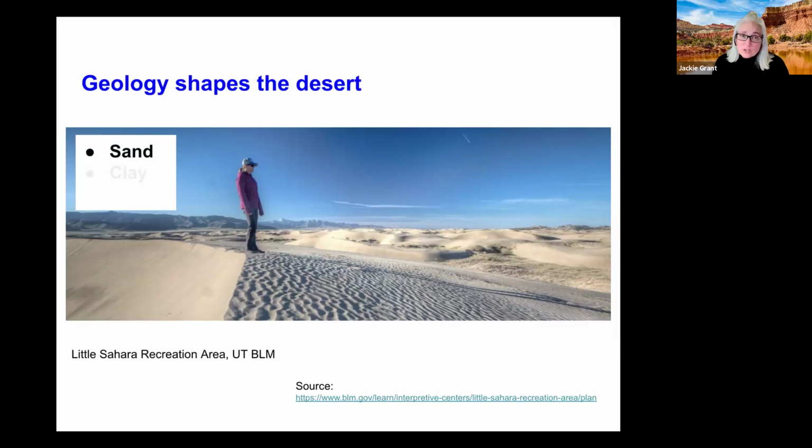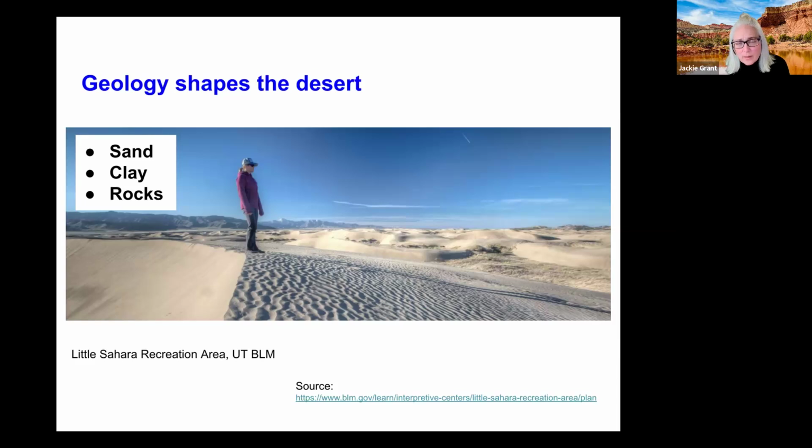Winds and geology, they both shape the desert. So depending on what's on the ground, where the desert forms, you're going to get different types of deserts. So this is the Little Sahara Recreation Area, and it's managed, again, by the Bureau of Land Management, or BLM, and it has a sand-based and a sandstone environment around it. So it forms sand dunes in this area.